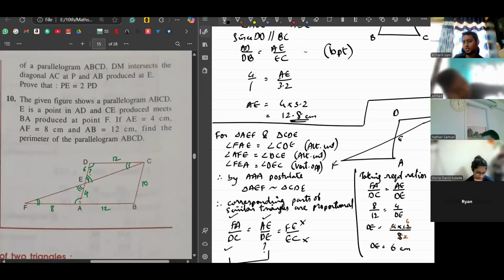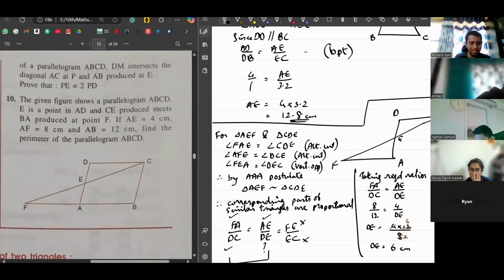Any doubt in this question, anyone? Okay, mostly you will get these types of questions in the exam. A little bit of the theorem with a little bit of perimeter formula and stuff, like this, parallelograms. Okay, we'll go to the next exercise.